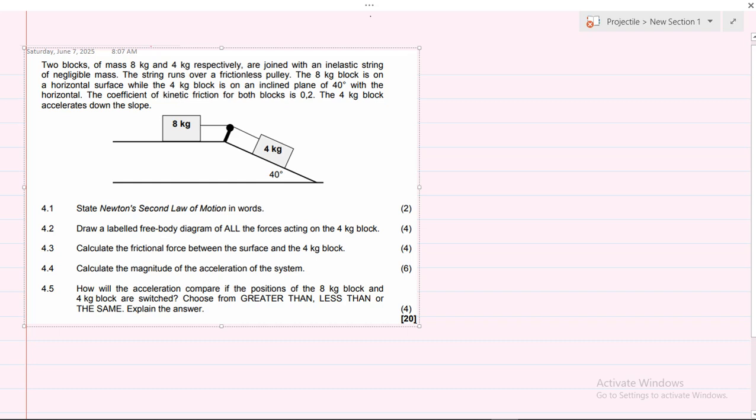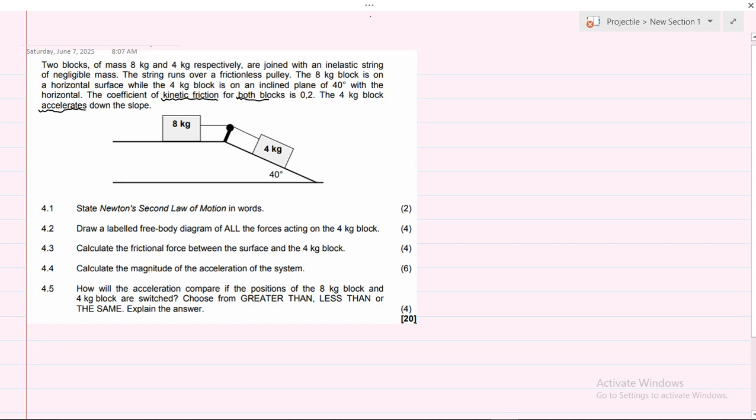Okay, we are told that there is a motion. It accelerates down the slope, and we are told the coefficient of kinetic friction. This tells us that there is a frictional force, for both blocks.